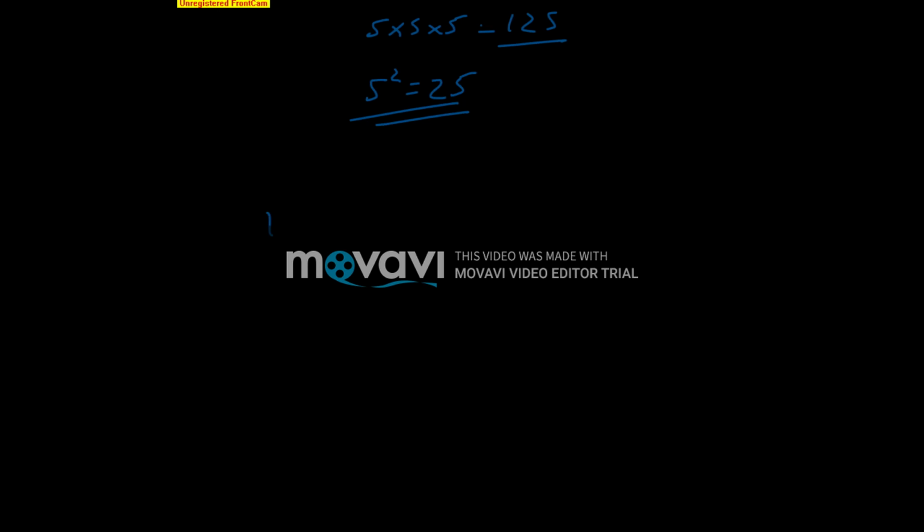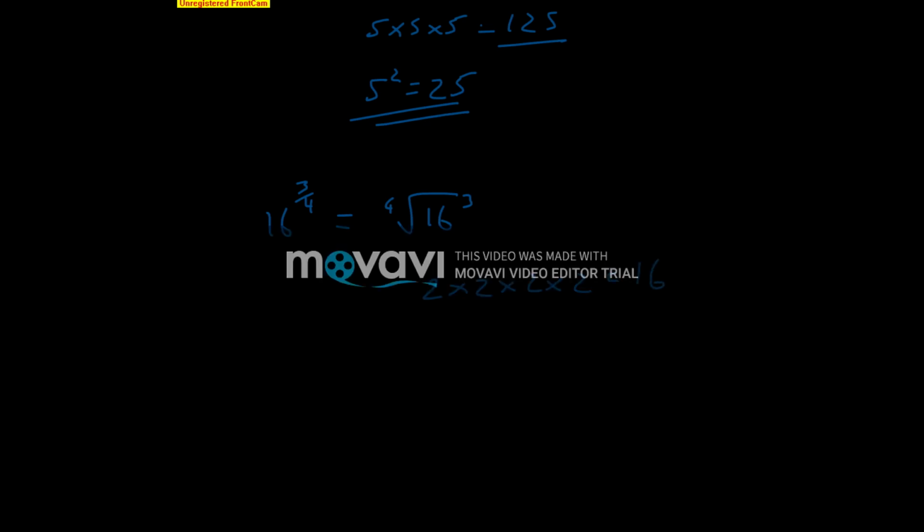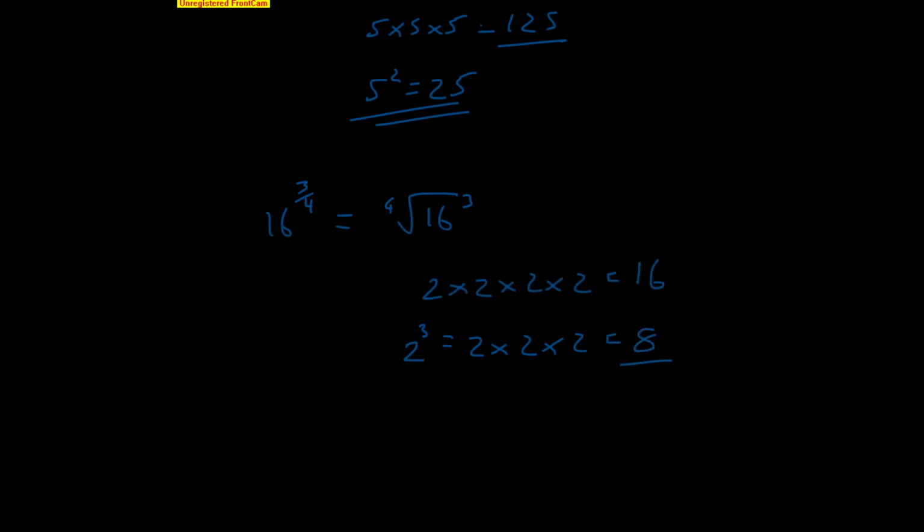16 to the power of 3 over 4. So that's the 4th root of 16 cubed. So again, what times what times what times what gives us 16? I'll start with 2. It's probably not a bad shout. So 4, 8, yeah, 16. So we know that the 4th root of 16 is 2. And then we're going to do 2 cubed, which is just 2 times 2 times 2, and that's going to give us 8. Dead straightforward.